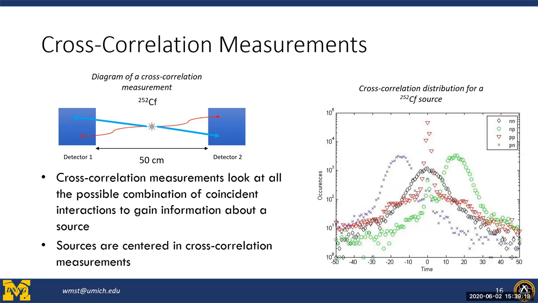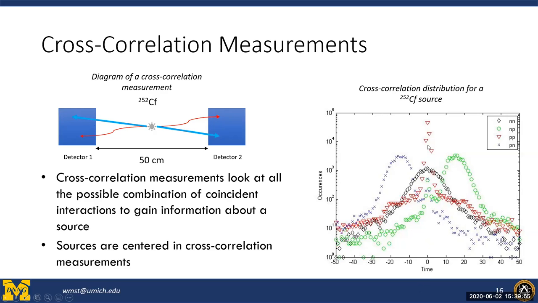So for instance, if we have a californium source, we can have a gamma-gamma interaction, so a gamma ray interaction in the first detector, gamma ray interaction in the second detector, and then a neutron interaction in the first detector, neutron interaction in the second detector, and then some combination of neutron and gamma in each independent detector. And if we look at all of those different combinations, we can generate the following time difference plot here on the right. So let's start off with photon-photon or gamma-gamma, which is these red triangles that you see here.